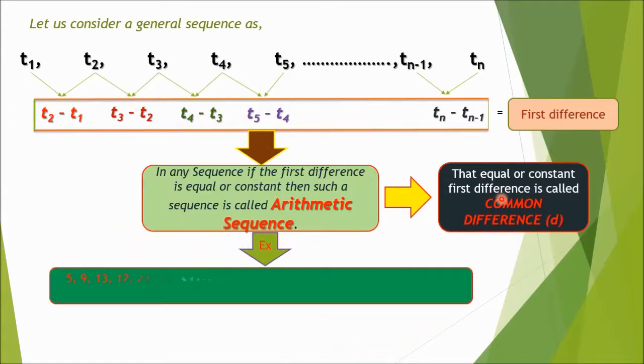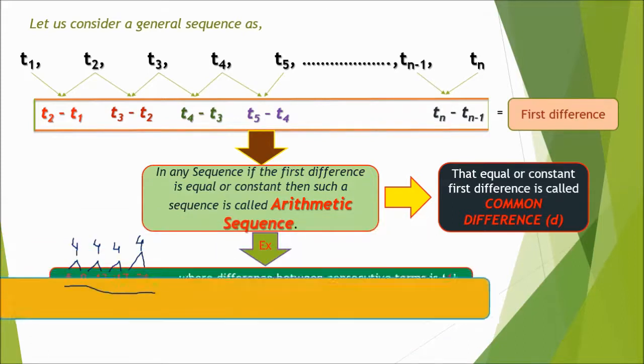Let's see the example. 5, 9, 13, 17, 21. The difference between the consecutive terms is 4, that is d is equal to 4, isn't it? Yes, the difference between the consecutive terms is exactly 4. You can see here the difference between these two terms is 4. The difference between 9 and 13 is also 4. It is constant throughout the sequence. So we can call this entire sequence an arithmetic sequence. I think it is clear that for any sequence to be an arithmetic sequence, the common difference between the terms must be constant or equal.